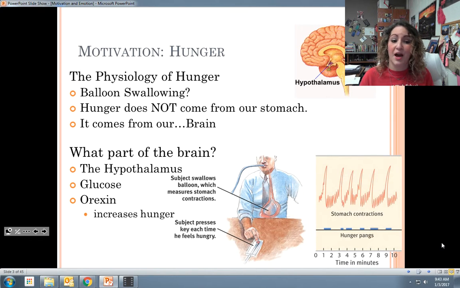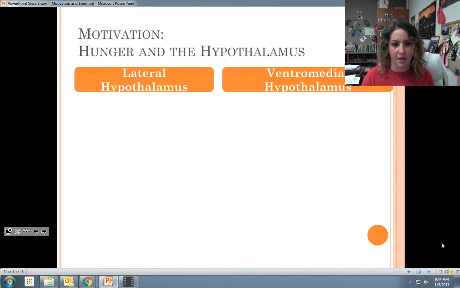It comes from the hypothalamus, we talked about when we talked about the brain. Remember the 4 F's: food, flight, fight, and fornication. Well, one of those is food. So hunger comes from the hypothalamus. Glucose, which is like our blood sugar. When we're hungry, if we're low on blood sugar, we feel like we need a quick snack, or we get a little shaky. And then orexin is also in our brain, and it increases hunger. So it's not just in our stomach, it's also in our brains as well.